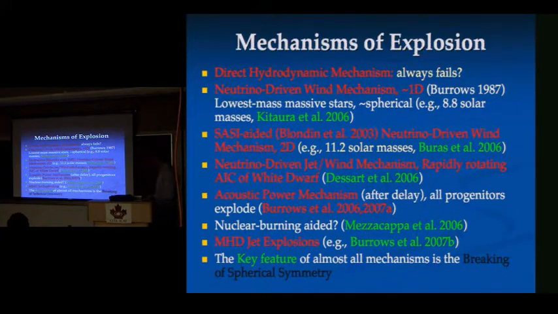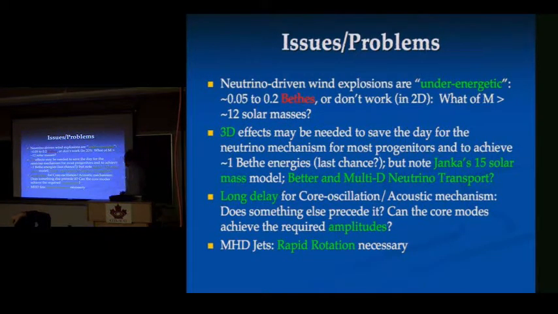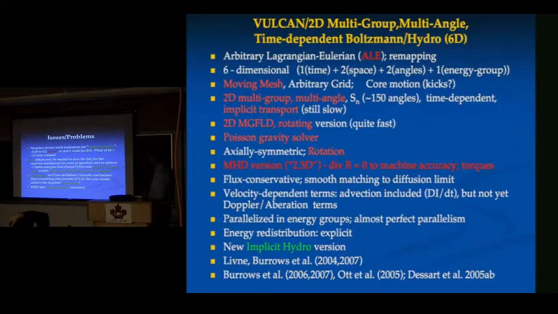MHD explosions are certainly possible, but generally only if you have rapid rotation to tap the differential kinetic energy. We don't think that these things are born rotating fast enough by a long shot, with kinetic energies that are probably 100 times off. But maybe sometimes they are rotating fast enough. We don't know exactly when, and those may be hypernovae. But the key to all the mechanisms that are viable for most of these things is the breaking of spherical symmetry. There are many issues and problems.